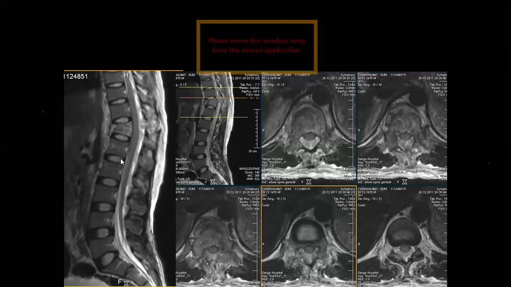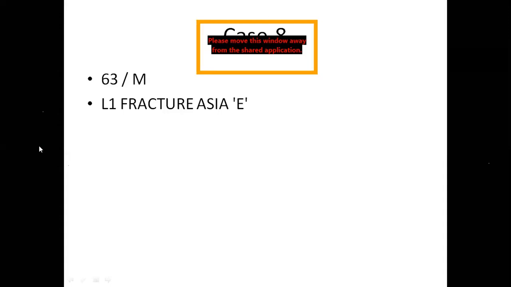There is no cord compression. There is no neurological deficit. So there is no need for decompression in this patient. That is the surgical treatment strategy. Next comes the 63-year-old male, L1 fracture, ASIA E neurology. ASIA E means normal neurology. The score for neurology is 0.